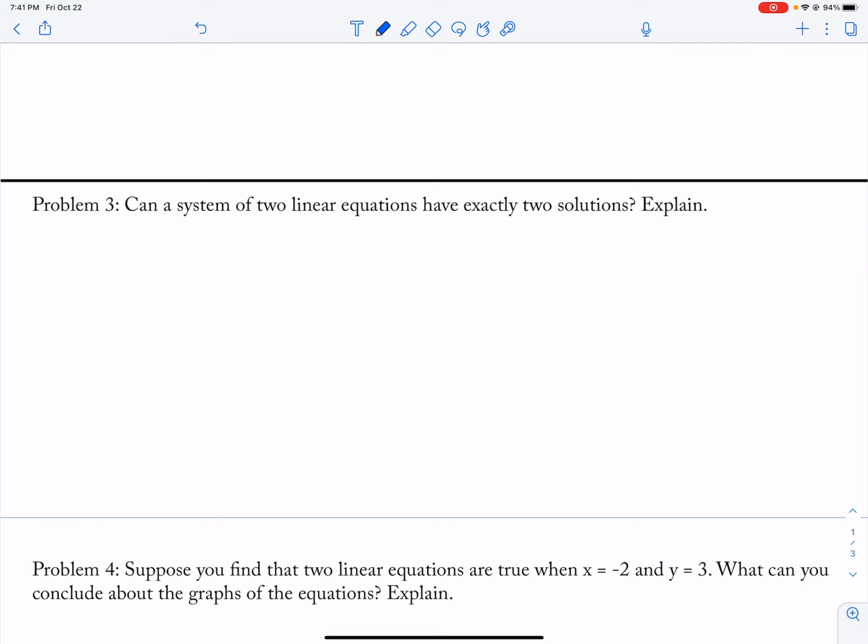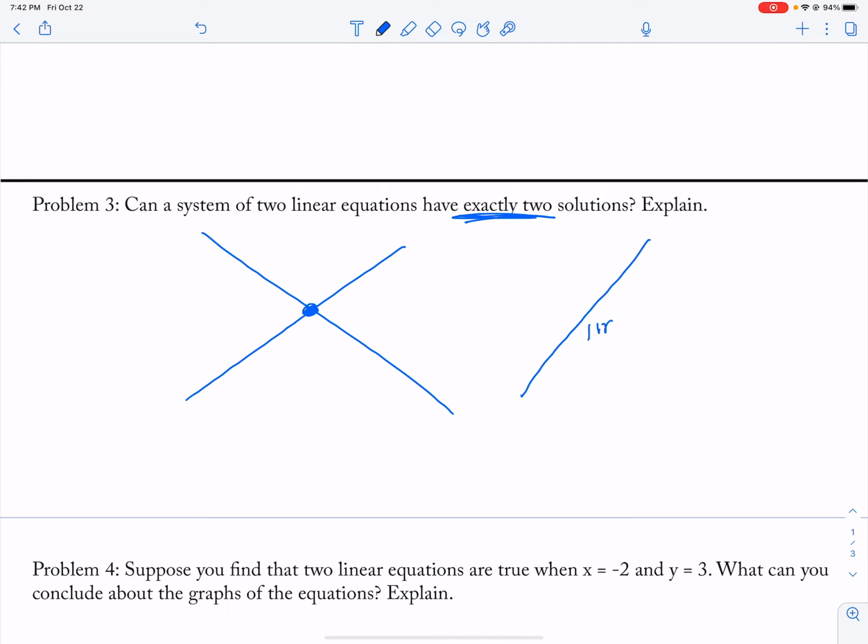3, can a system of equations have exactly 2 solutions? Exactly 2. That's not the same thing as infinitely many. Exactly 2 means that they cross each other twice and only twice. 2 linear equations can only cross once, or it can be, remember I told you, infinitely many solutions. I totally spelled that wrong. Let's take it slower.